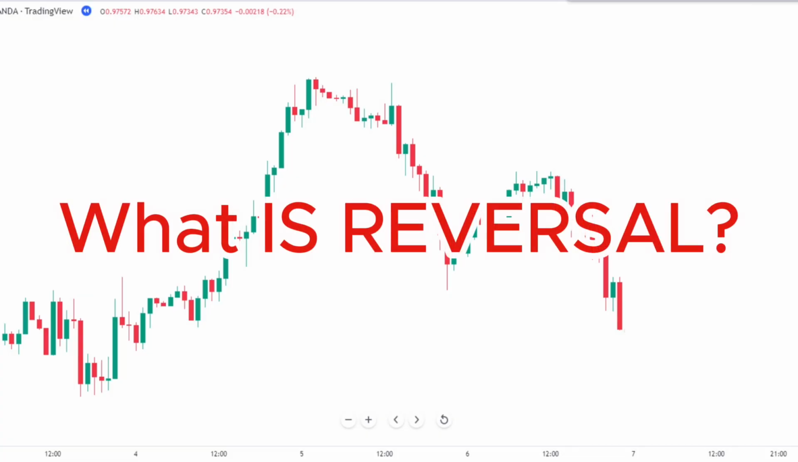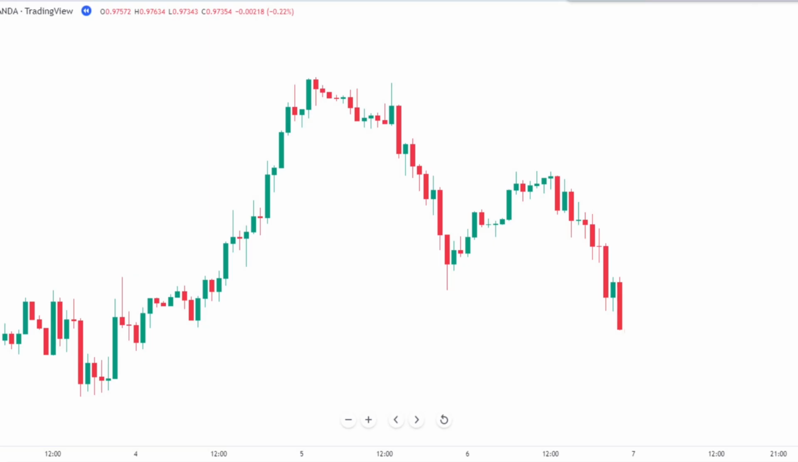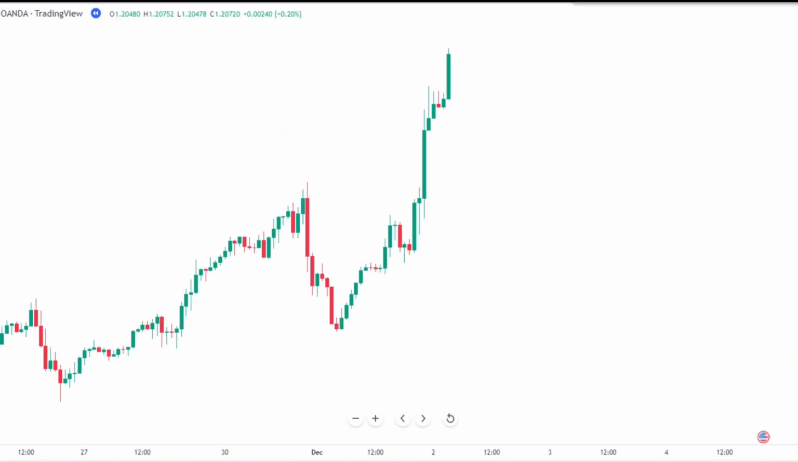So, what is a reversal? A reversal is simply a change in the trend's direction. Like here, we've got a clear uptrend, but then price flips around and starts forming a downtrend. That's a reversal. Now here's where most traders get it wrong.